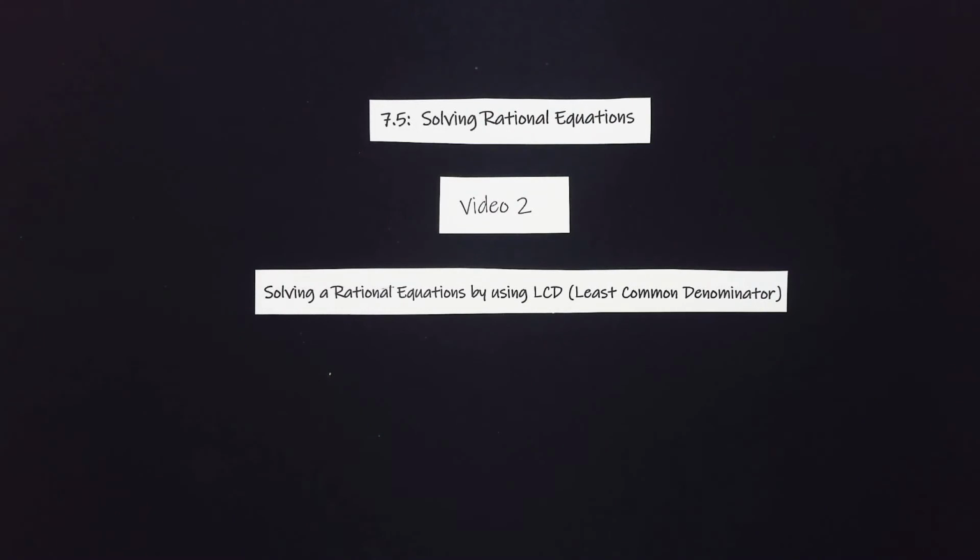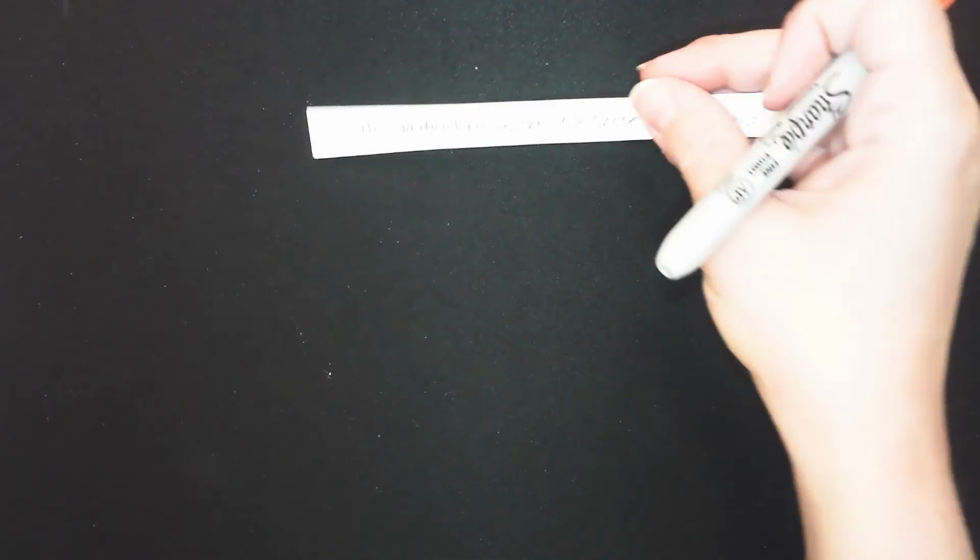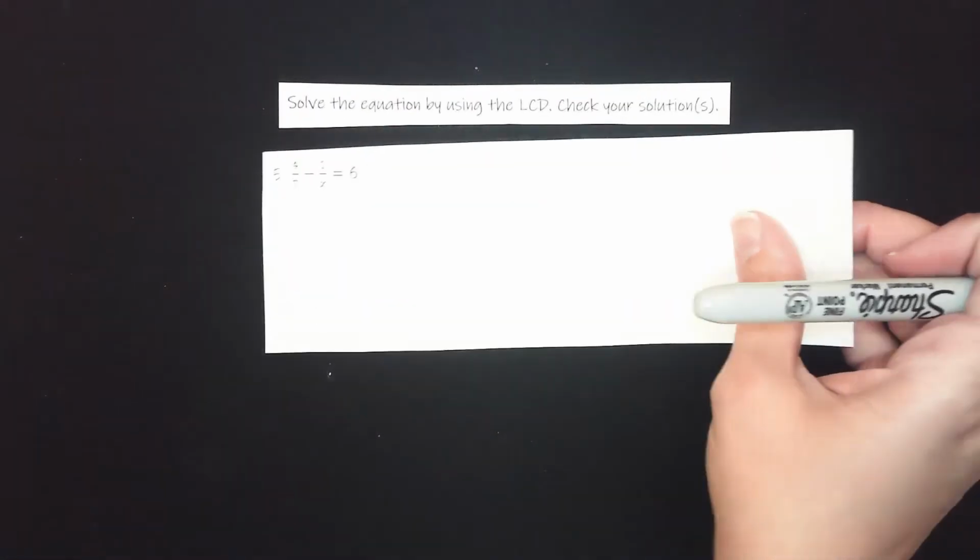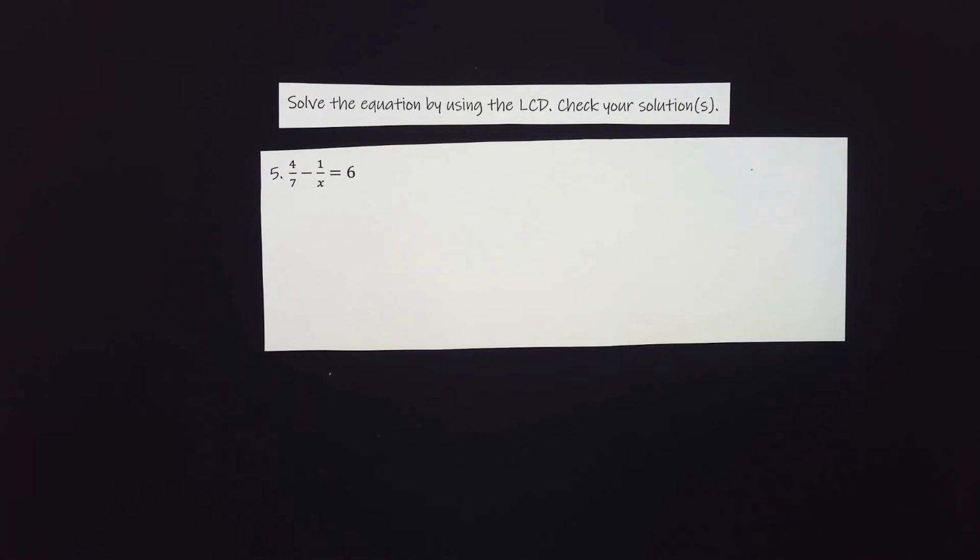All right, we're on 7.5, solving rational equations. This is our second video, and this time we're going to solve these rational equations by using our least common denominator, or LCD. Okay? All right. So we will need to check our solutions as we go, because remember, we cannot have a denominator that is 0.